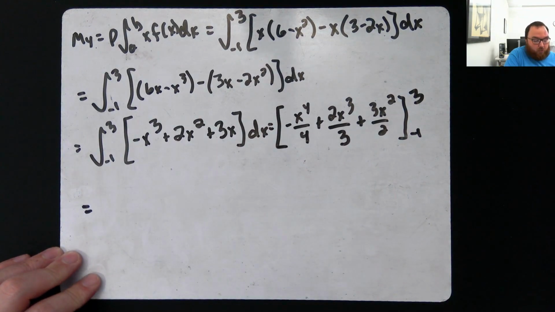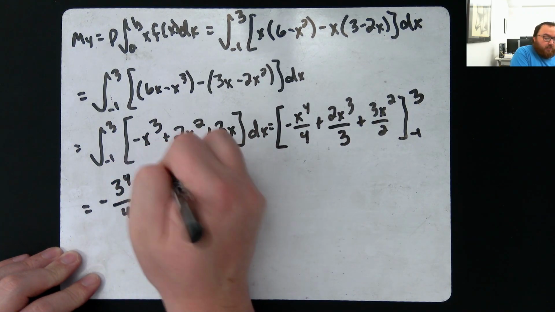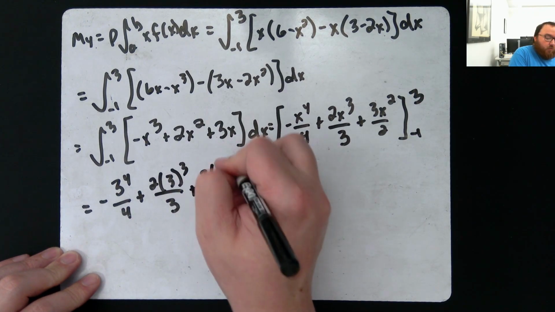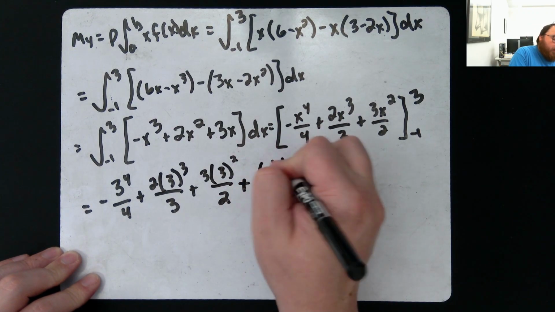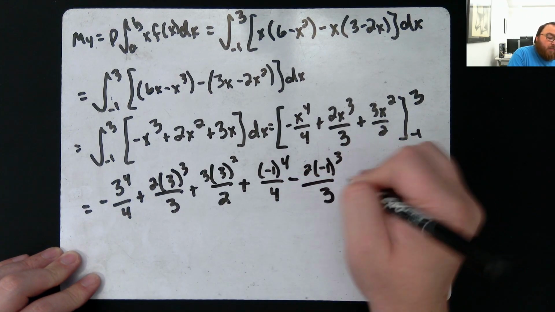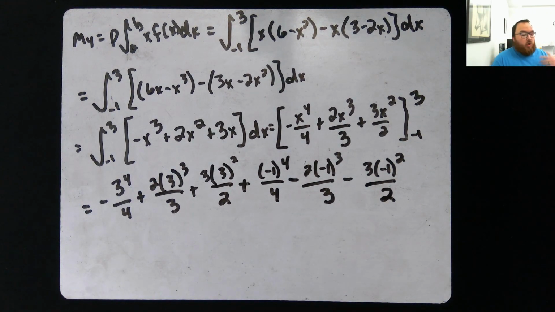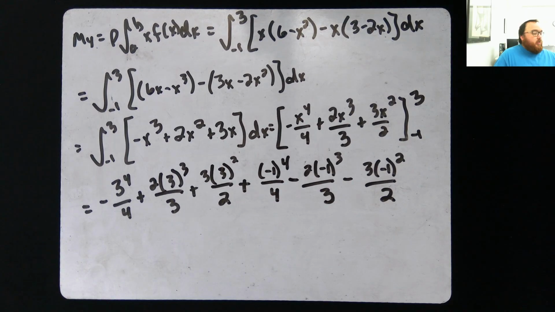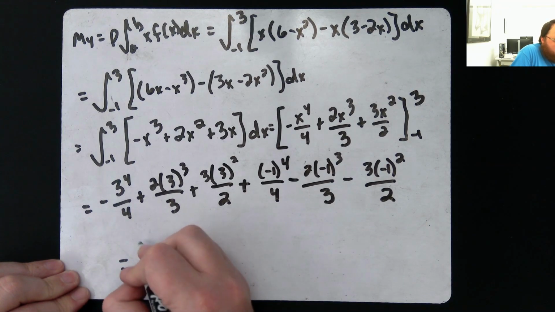Plug in my top bound, which is a 3. So negative 3 to the 4th over 4 plus 2 times 3 to the 3rd over 3 plus 3 times 3 squared over 2 minus, plug in the negative 1, so that makes that plus negative 1 to the 4th over 4 minus 2 times negative 1 to the 3rd over 3 minus 3 times negative 1 squared over 2. Work all of this out. I'm running out of time. I only have a minute and a half left of recording time. So to save some time, if you worked all of this out, you get 32 over 3.